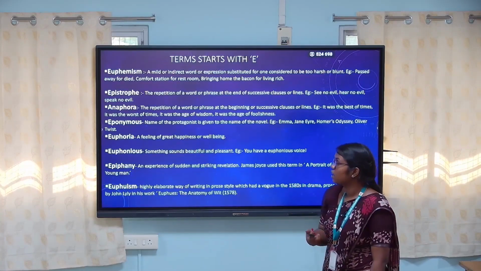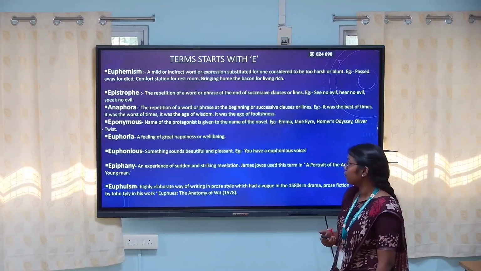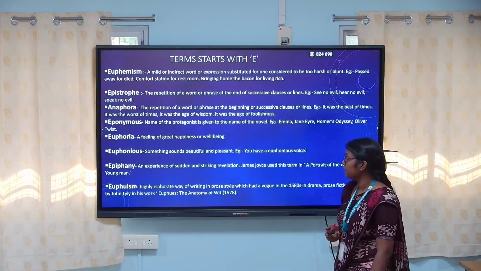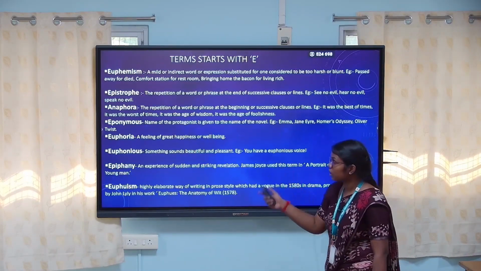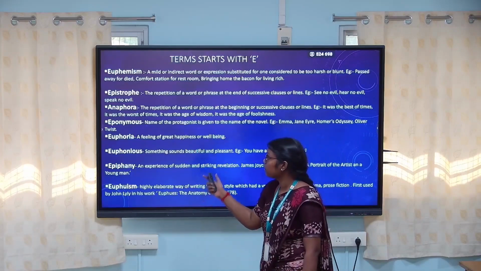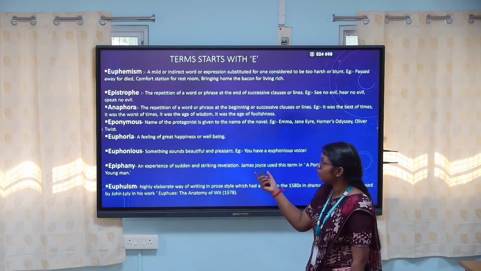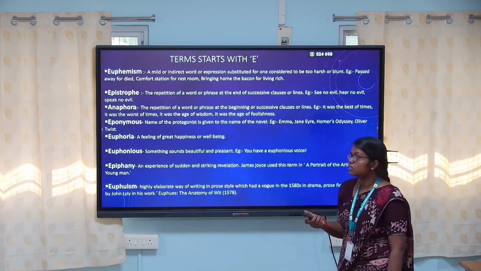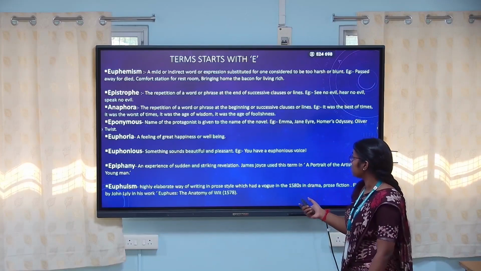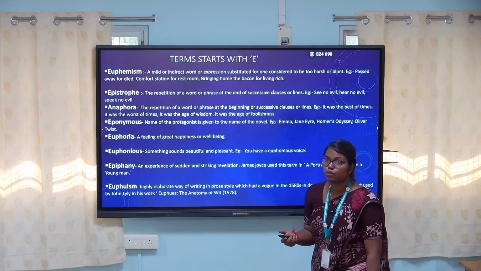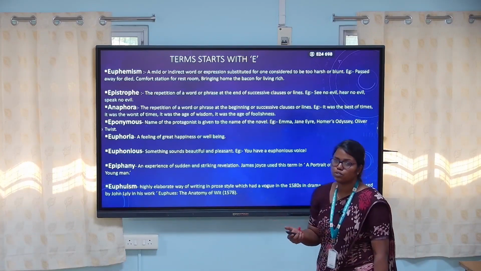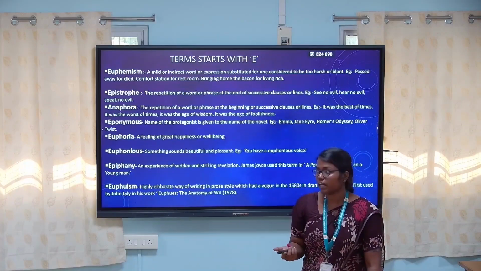The next important term which starts with the letter E is euphoria. Euphoria is nothing but a feeling of great happiness or well-being. The next is euphonious. Please don't confuse euphoria and euphonious. Phone is nothing but a sound. So euphonious is nothing but something that sounds beautiful and pleasant. For example, you have a euphonious voice. A euphonious voice is something pleasant to hear.